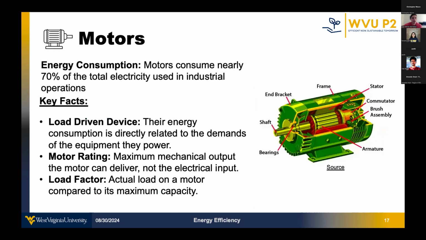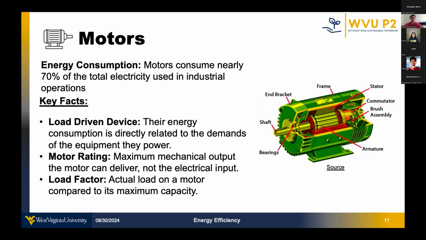Let's move on to motors now. Motors are such a big part of industrial systems since they account for nearly 70% of the electricity used, making them the prime target for energy efficiency improvements.